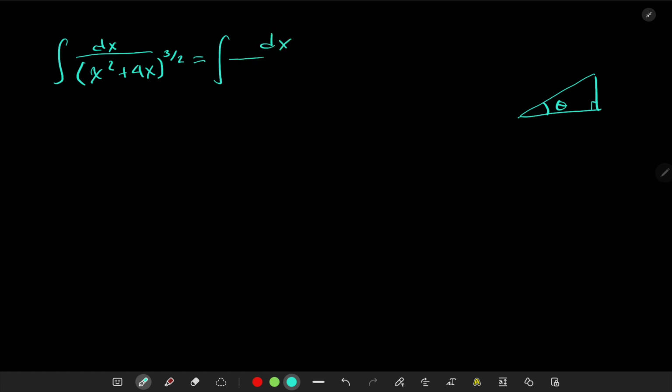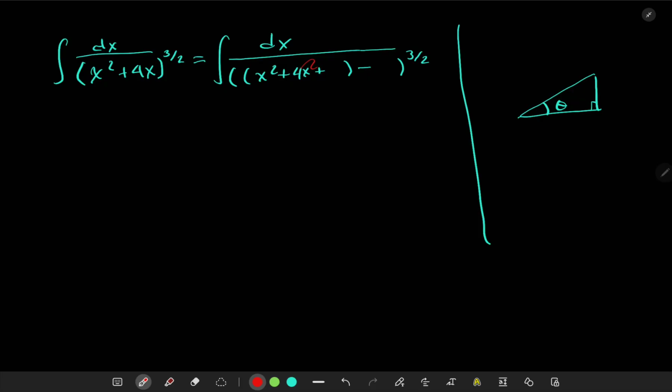So we're going to go ahead and grab this x squared plus 4x plus something, minus something, everything to the 3/2. So what is that something? Well, you grab this 4, divided by 2 is 2, and then you square it. So it's going to be a 4, because 2 squared is 4, and that's what I need, because now this is a perfect square. This is going to be the square root of dx over x plus 2 squared minus 4 to the 3/2.